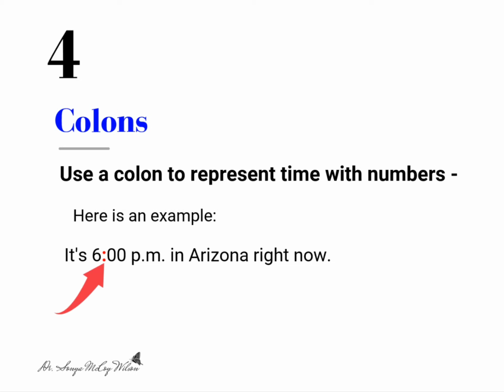The other misunderstood punctuation is the colon. Colons can be used in a few ways. So here's the first way. Use a colon to represent time with the numbers. It's 6:00 p.m. in Arizona right now. So the little two dots between the 6 and the 2 zeros, that represents time.